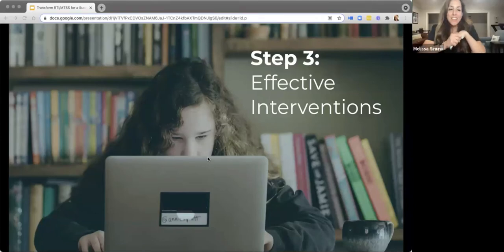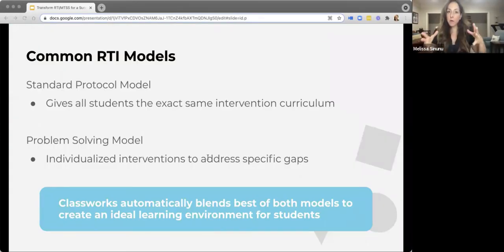The two most commonly recognized models for RTI interventions are called standard protocol and problem solving. And both of these are distinct from the approach the core curriculum takes. Now, a key strength of the problem solving model is individualization, but the time it takes to implement is not always practical. So many schools opt for standard protocol as a manageable option.